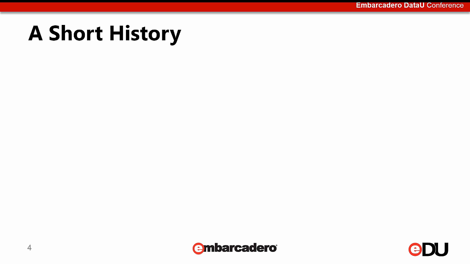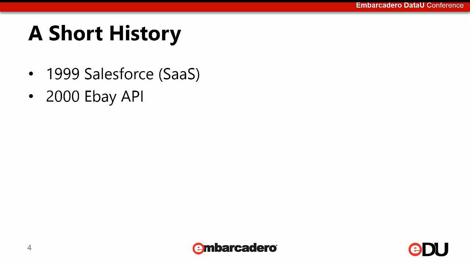I say short history, it's actually probably one of my longer slides. It's by no means a comprehensive list, but some of the more interesting landmarks. In 1999, Salesforce launches software as a service infrastructure. It was the end of 1999 and on into the beginning of 2000. In 2000 again, eBay's developer program is announced. The eBay API allowed eBay technology to be woven into existing sites and future e-commerce ventures.